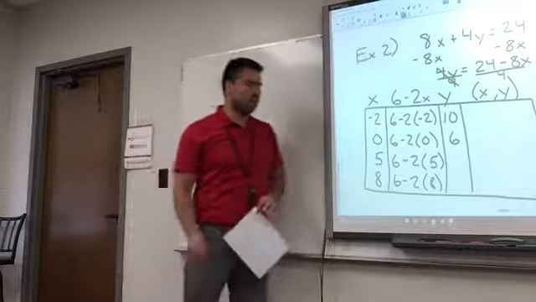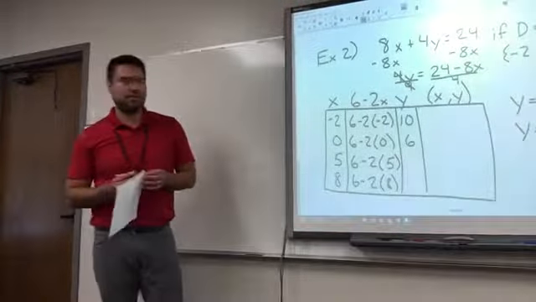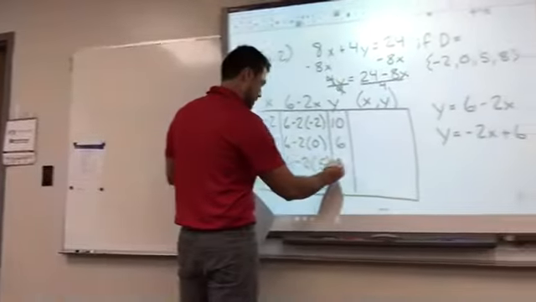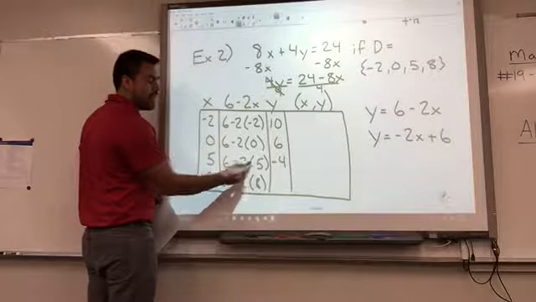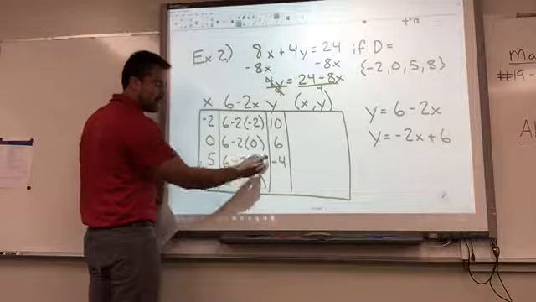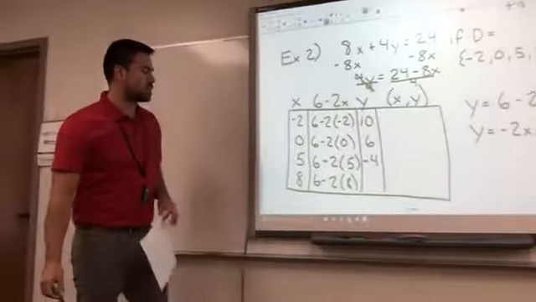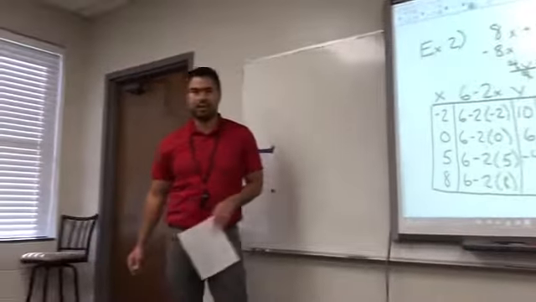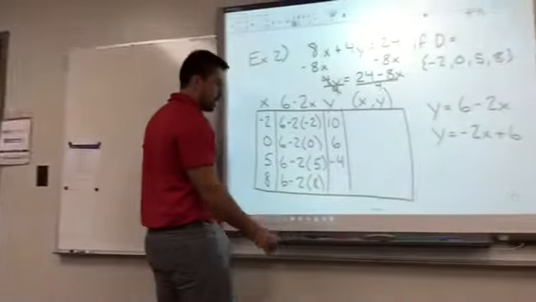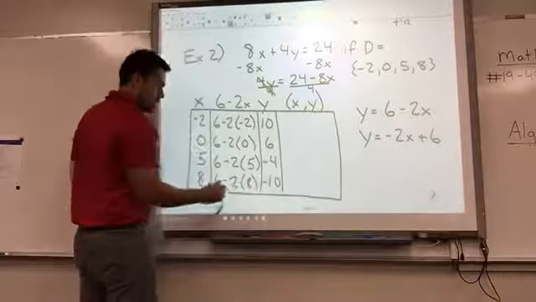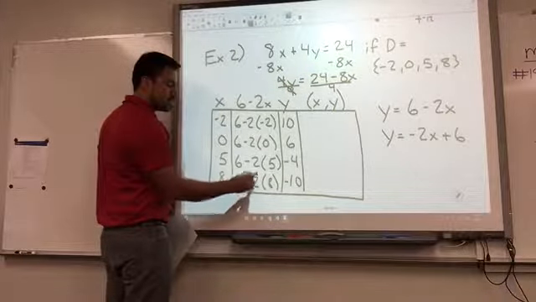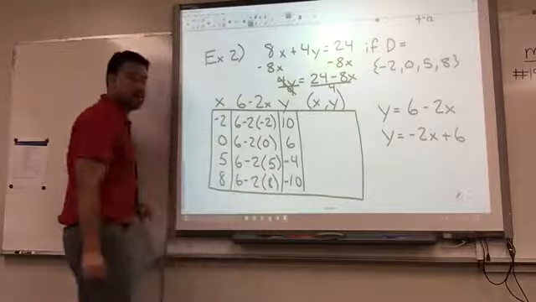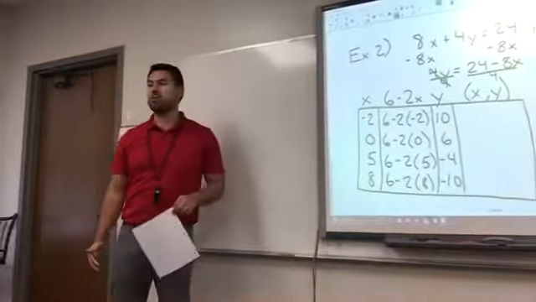What does y equal when x equals 5? Negative 4. 2 times 5 is 10. 6 minus 10 is negative 4. And then what does y equal when x equals 8? Negative 10. What's 2 times 8? 16. What's 6 minus 16? Negative 10. So if you had a little bit of trouble with that, it's okay.